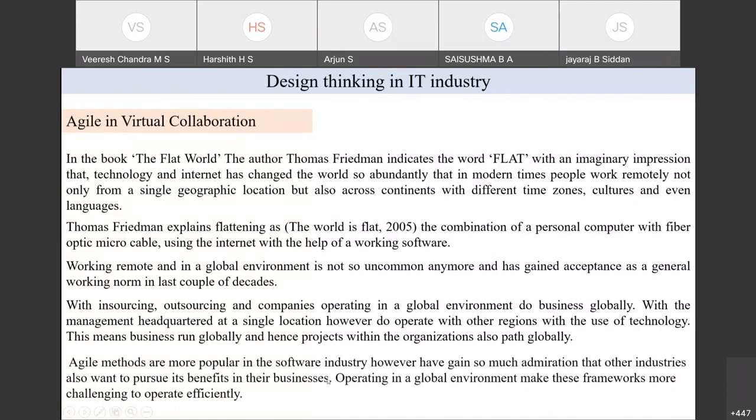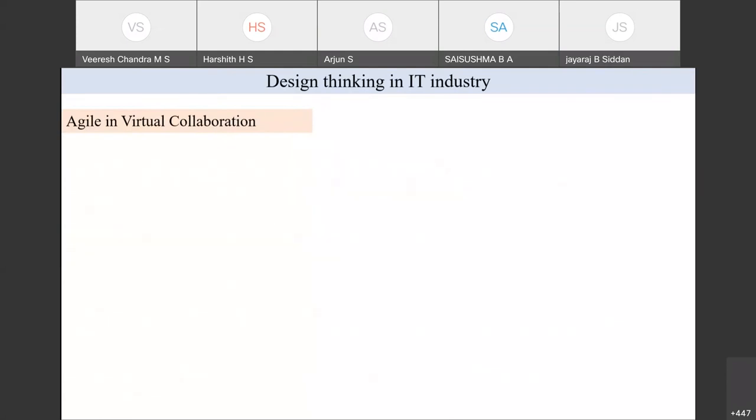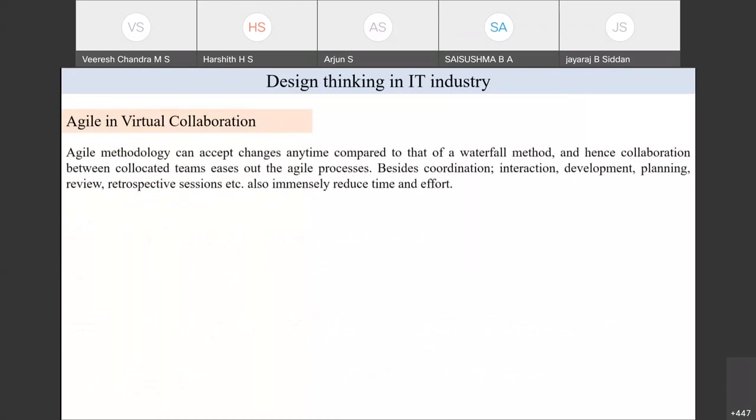Now, as we have already discussed the agile methodology, is it possible to adopt agile methodology in virtual collaboration? That is what we have to explain to the students. Is it really possible? Yes, it is possible. When we consider a case study, let us say, I was referring to it.